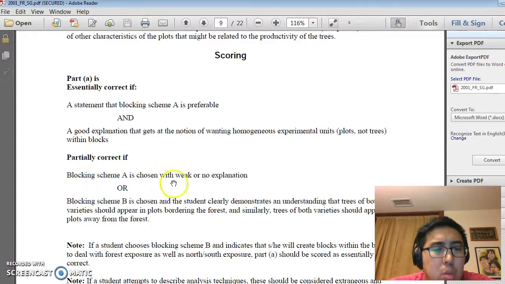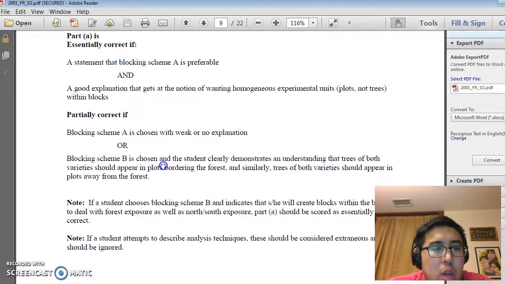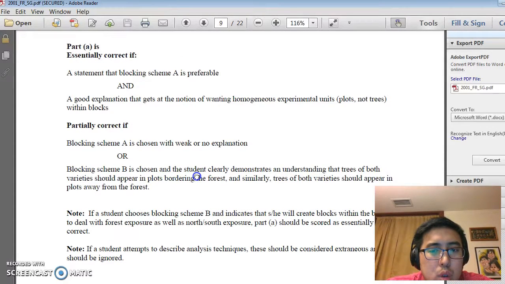Blocking scheme A is chosen with weak or no explanation. That's partially correct. Blocking scheme B is chosen, and the student clearly demonstrates an understanding that trees of both varieties should appear in plots bordering the forest, and similarly trees of both varieties should appear in plots away from the forest. Oh, okay.